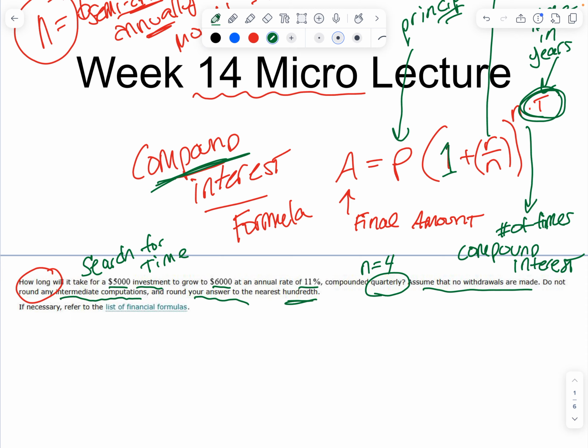Okay, and then you can look at the list of financial formulas. But when it says compound, we're going to use this formula right here. Okay, so let's pluck out what we have here. So 5,000 is our initial investment. That's the principal, so that's our P. 6,000 is our A. That's how much we're going to grow it to. That's the final amount. 11% we're going to turn into 0.11.